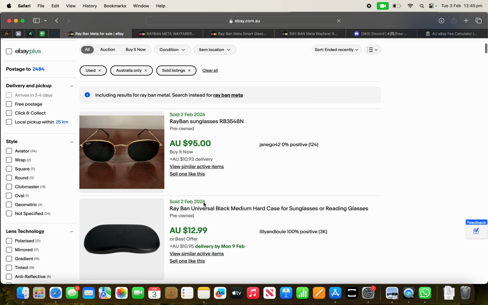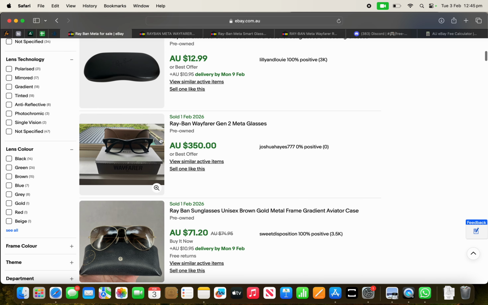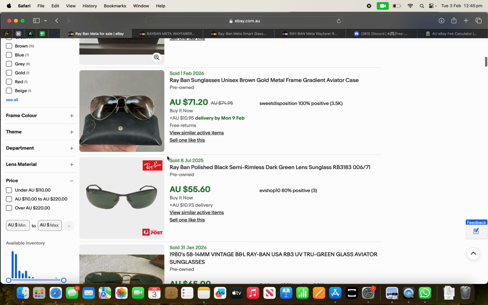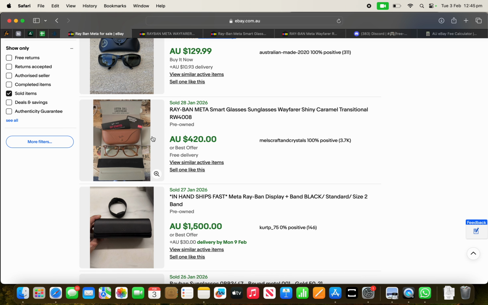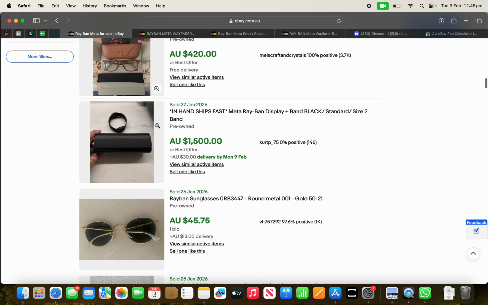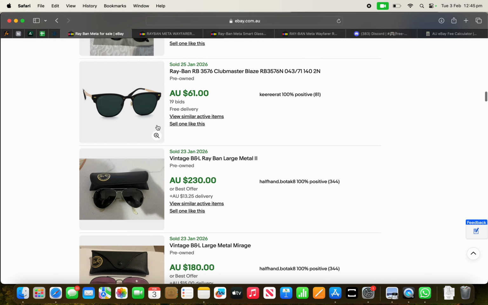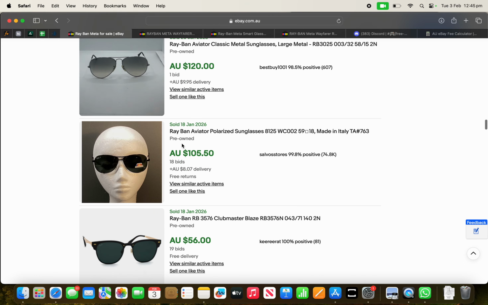Okay, so now we can see these are not Meta. We had one sold on the 1st of February, 2 days ago, for 350, free shipping. One sold for 420 in a different lens, a brown lens. We had one sell for 300 plus post. We had one sell for 280, one sell for 320.